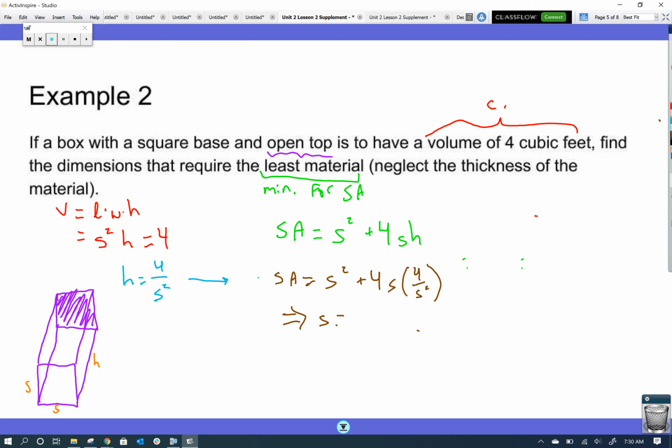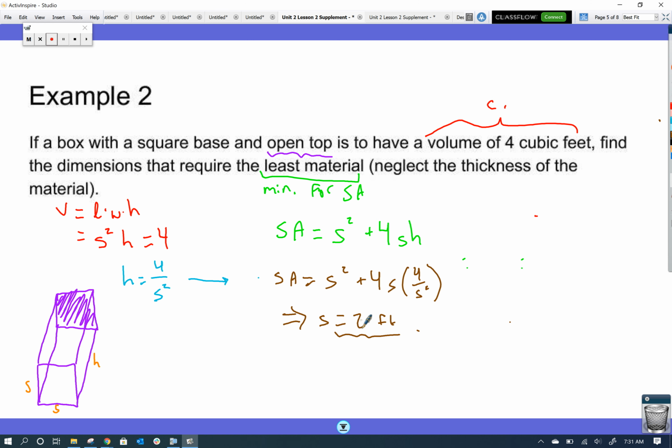So s is 2, and what was that? Cubic feet? Or no, yeah, so we're in feet. So that's going to be feet. Now, we then want to make sure we answer the question. What are the dimensions? That's all we want are the dimensions.